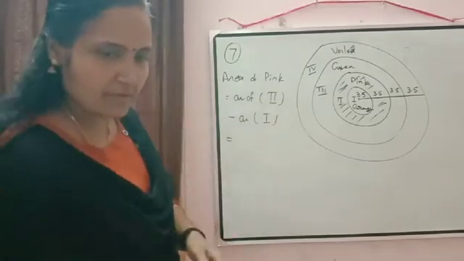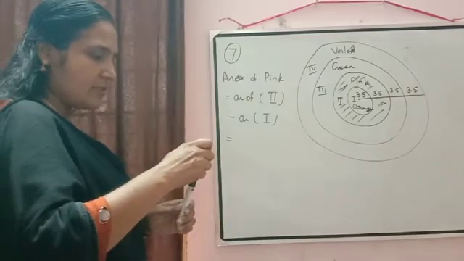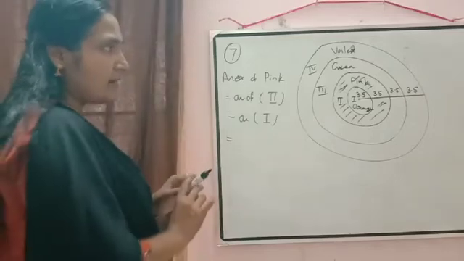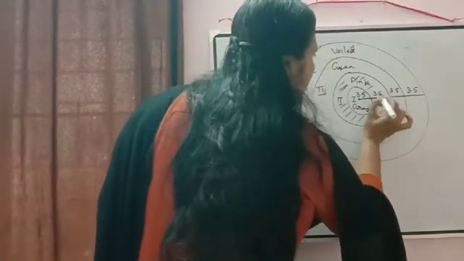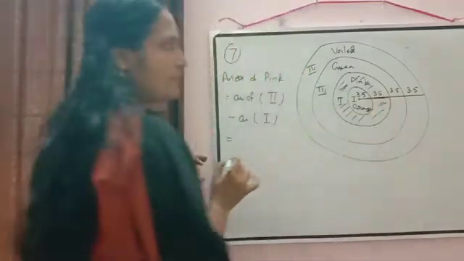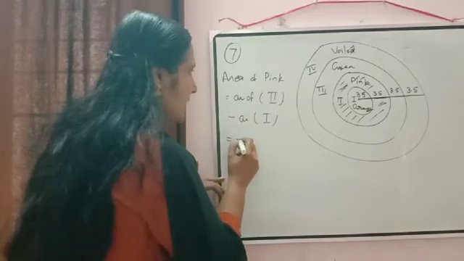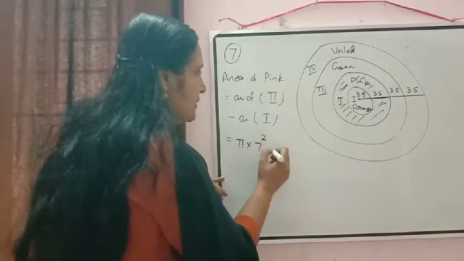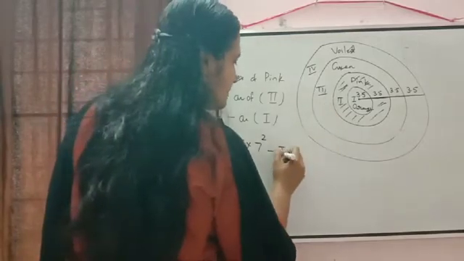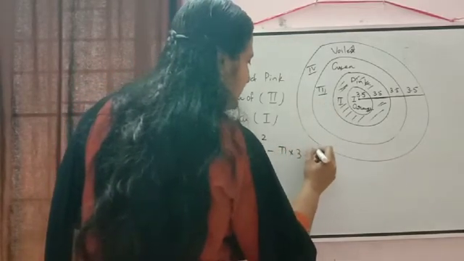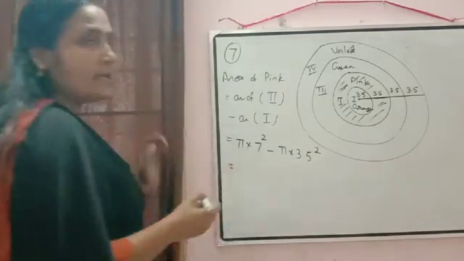Now we can substitute the value. Area of second circle. So just to check, what is the radius of the second circle? Radius of the second circle means it will come till here, 3.5 plus 3.5. So that will be equal to 7. So area of second circle will come pi into 7 square minus area of first circle, that is pi into 3.5 square. Correct?